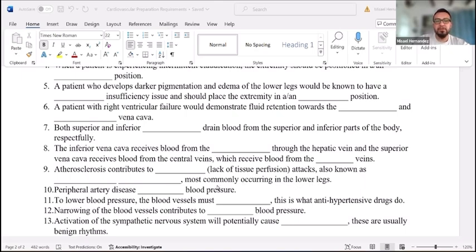Keep in mind that some of these terms, I've used them already in the prior numbers, so just make sure that you guys pay attention to that.